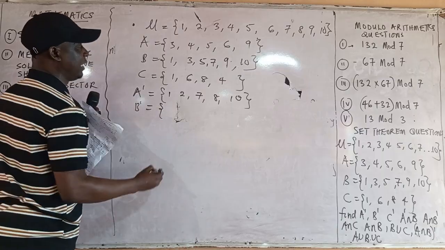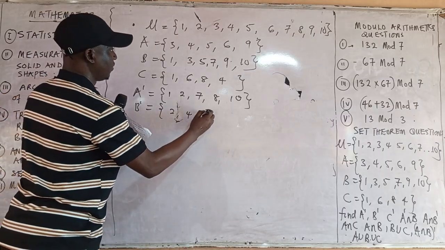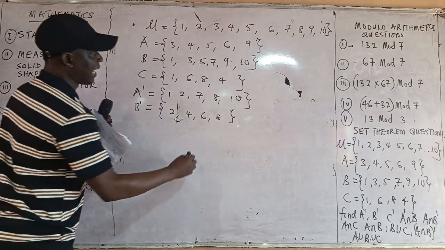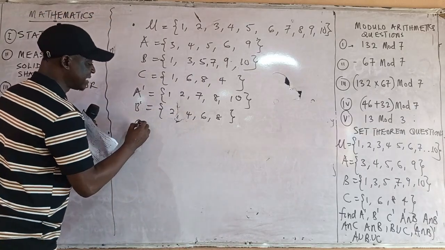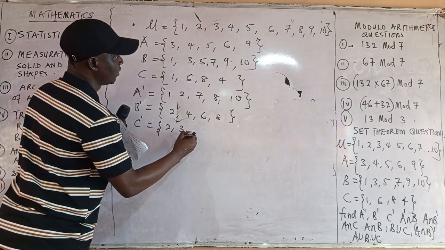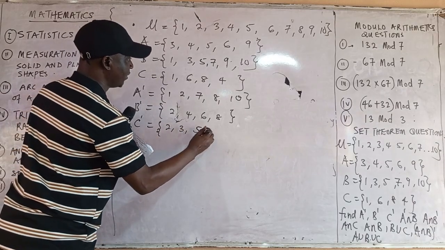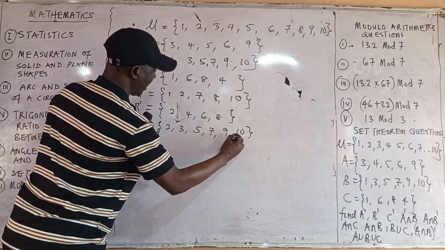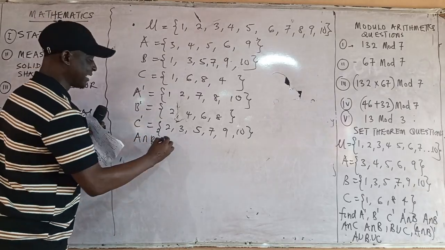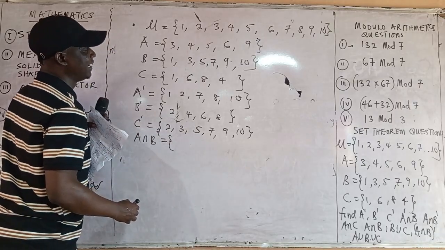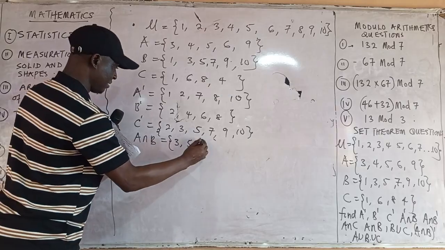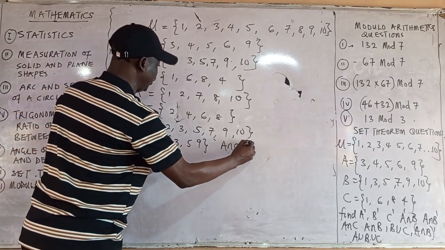What is B complement? Quickly. 2, 4, 6, 8, 10. So what is C complement, class? 2, 3, 4, 5, 7, 9, 10. What about A intersection B? Quickly. A intersection B. Is it only 3? 3 and 5, right? Is 9 there? What about A intersection C?